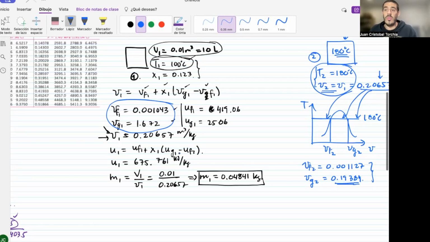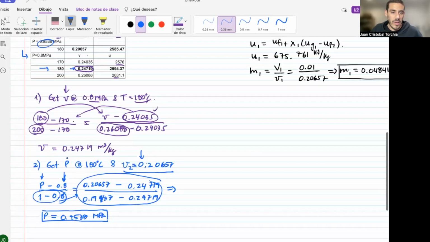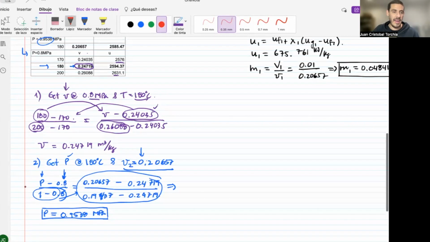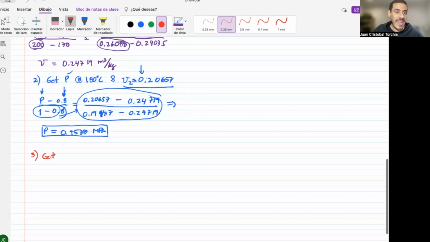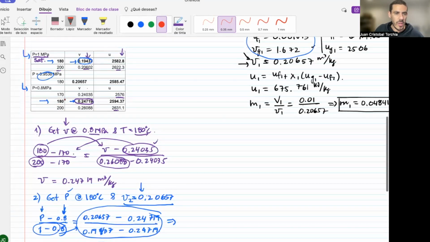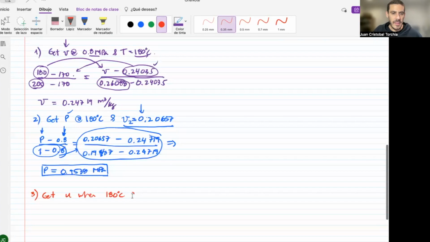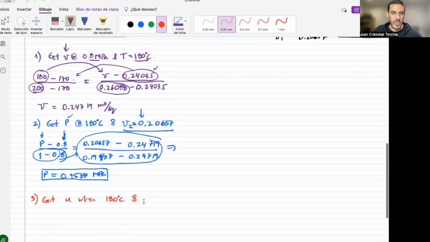So what I need to do is get the internal energy. You may be asking, why didn't you do that the first time? Well, because I needed to get to this part where I get the pressure. You will see why. So again, let's go to part 3. Get U at the conditions when the temperature is 180 degrees Celsius, this one here, and the pressure equals 0.9538 megapascals.